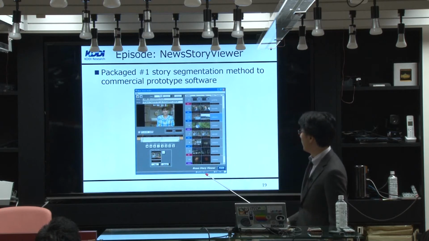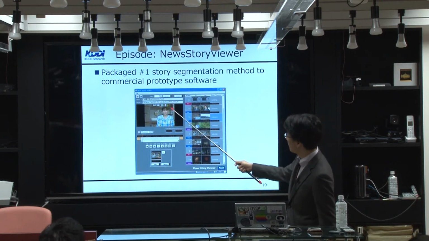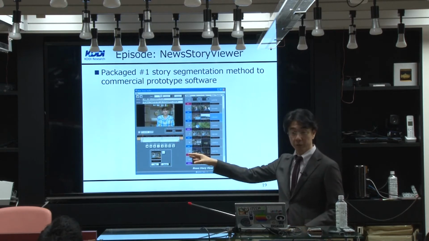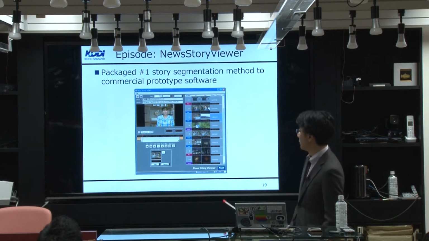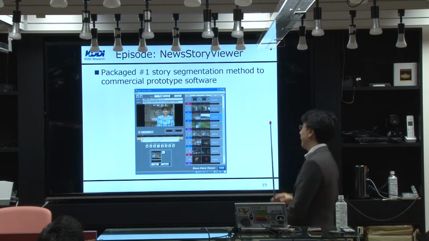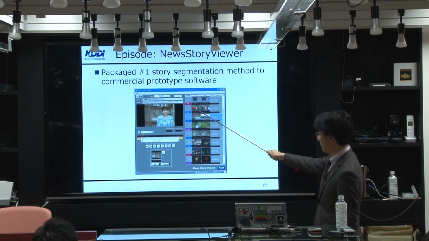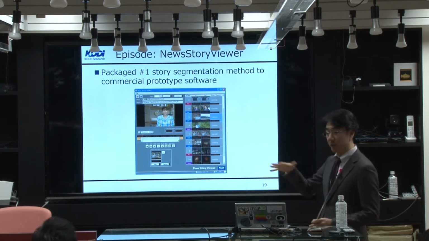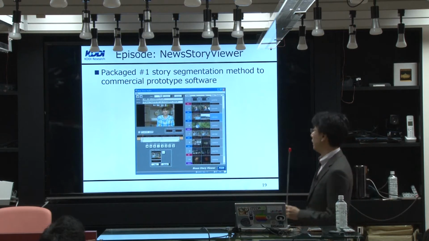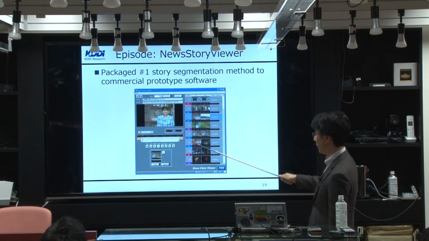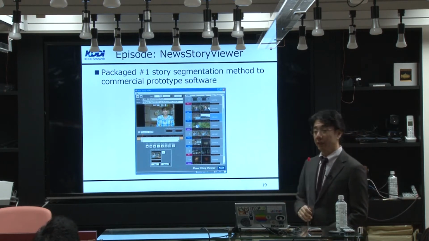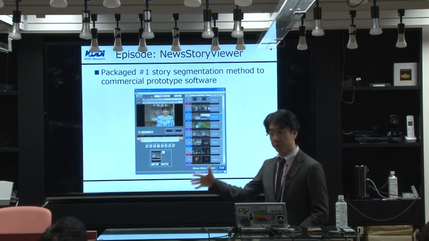And this is just the demo, but the idea is the user will upload or input a video, and then based on our technology, we can automatically segment the video into individual stories. Since it's a computer doing these things, there are some mistakes, over-segmenting and missing some segments. So the user can provide some feedback to the system, which the system will learn from and improve the segmentation results from that point on.